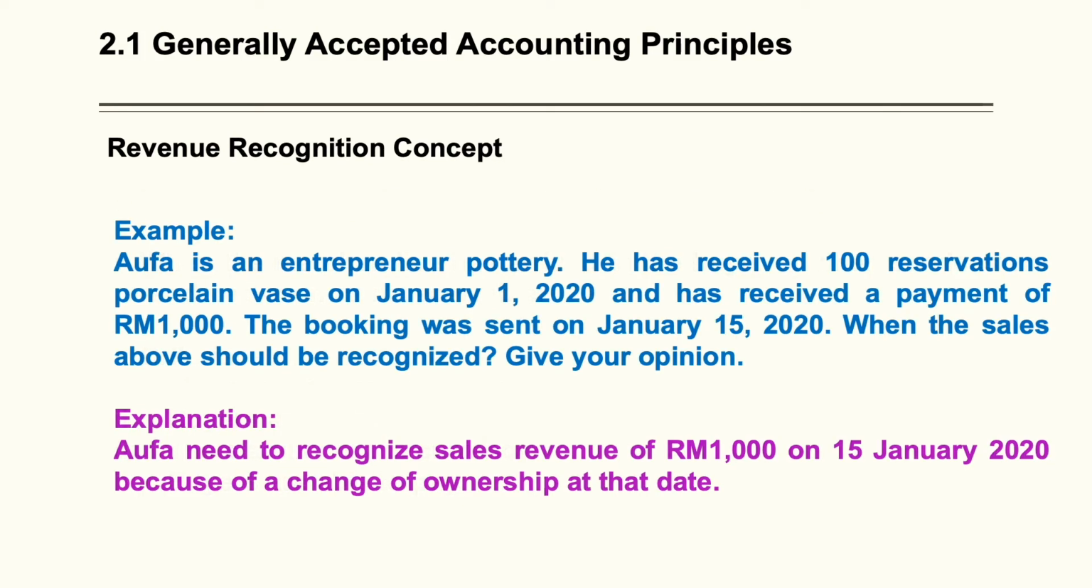So look at this example. Alpha is an entrepreneur of pottery. He has received 100 reservations of porcelain vase on 1st of January 2020 and has received a payment of RM1,000. The booking was sent on January 15, 2020. When should the sale above be recognized? Give your opinion. And of course, based on the explanation just now, we have to follow the 4 criteria, right? So Alpha needs to recognize the sales revenue of RM1,000 on 15th of January 2020. Why? Because on that date, there is a change of ownership. So remember the 4 criteria? There is a change of ownership.